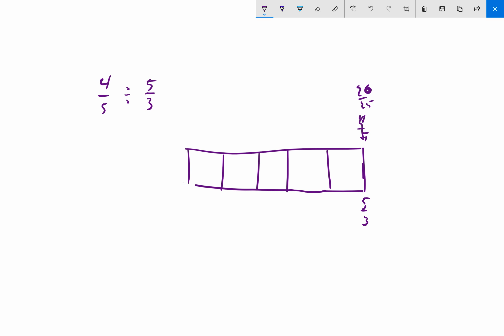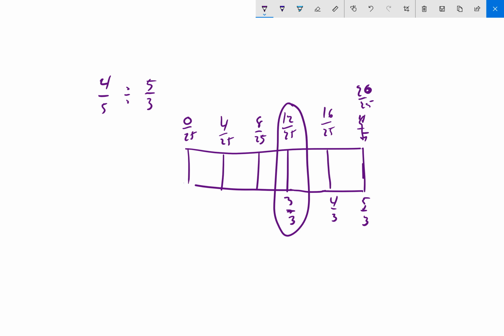So since this is 20/25, let's say 16/25, 12/25, 8/25, 4/25. So they're all spaced by 4/25. This is 5/3, it's 4/3, and this is 3/3. So my answer should be 12/25. And sure enough, it is. So that's pretty cool.